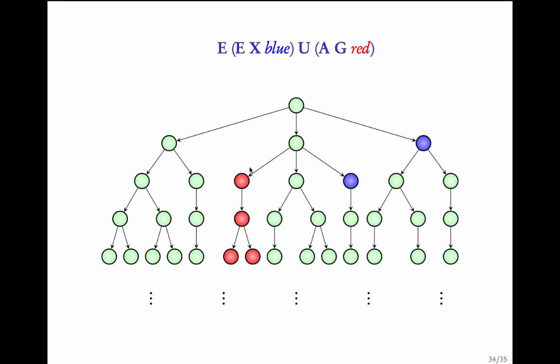Okay. So this AG red is true in this state. EX blue is true in these two states. So we can write this formula which says that EX blue until AG red is true on this path. So E of EX blue until AG red.